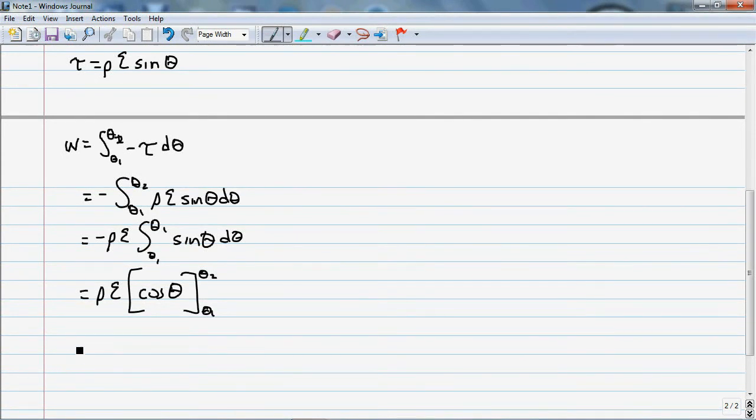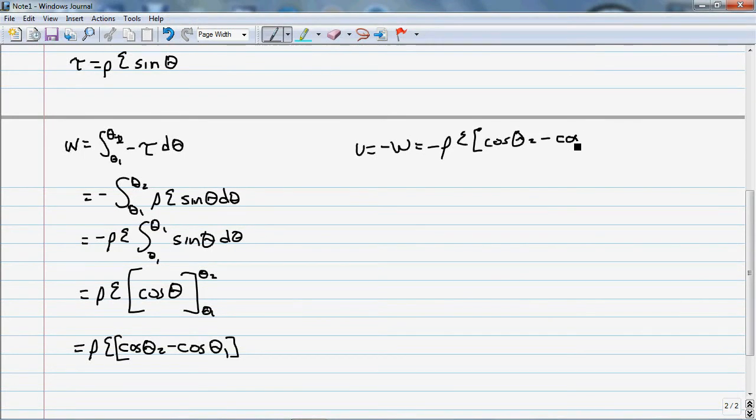And this is just going to be equal to the dipole moment times the electric field times cosine theta 2 minus cosine theta 1. And the potential is just the minus of the work, and that's negative dipole moment times electric field times cosine theta 2 minus cosine theta 1.